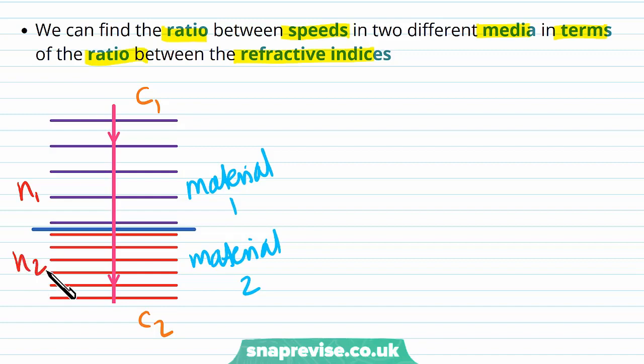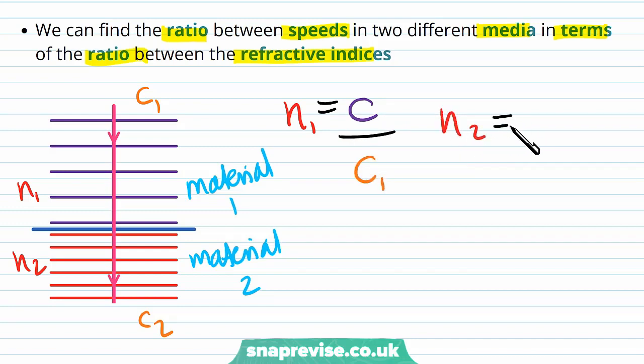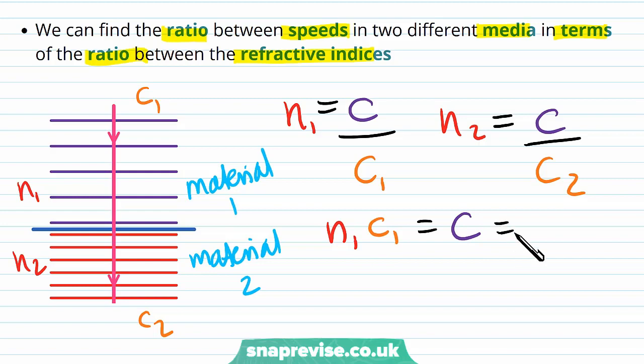So we can now write the refractive indices with this ratio between speeds. So we've got n1 is equal to c divided by c1. And we also have n2 is equal to c divided by c2. And we can rearrange each of these equations to make c the subject and equate them. So we've got n1 c1 is equal to c. And then we also have n2 c2 is equal to c.